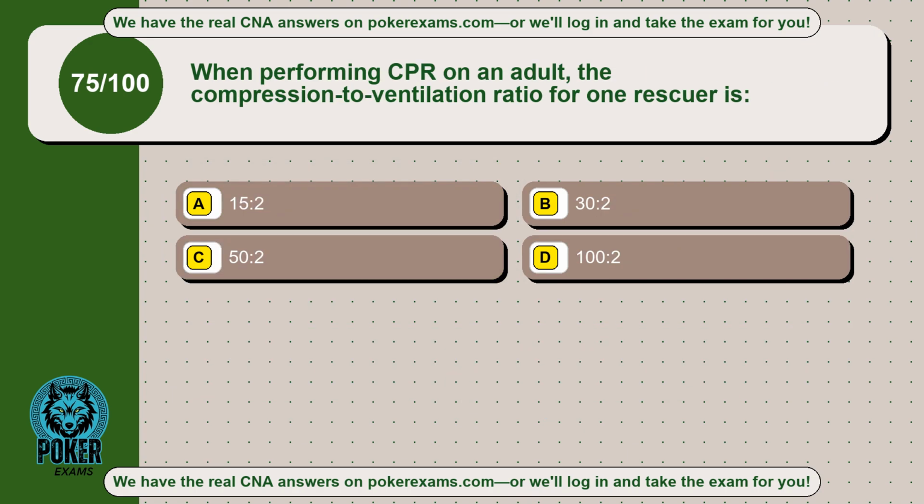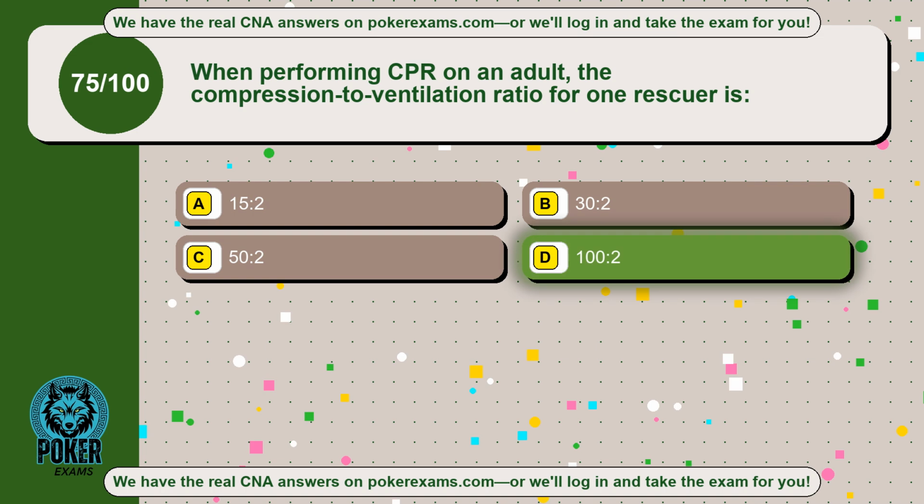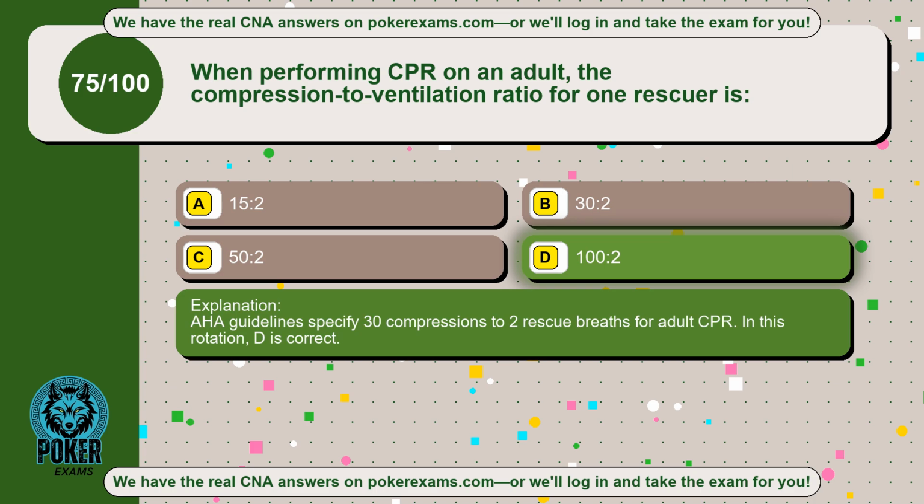Question 75. When performing CPR on an adult, the compression to ventilation ratio for one rescuer is: Option A, 15:2. Option B, 30:2. Option C, 50:2. Option D, 100:2. The correct answer is option D, 100:2. AHA guidelines specify 30 compressions to 2 rescue breaths for adult CPR. In this rotation, D is correct.